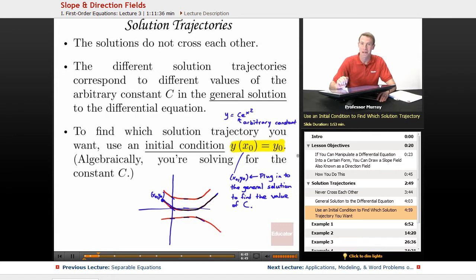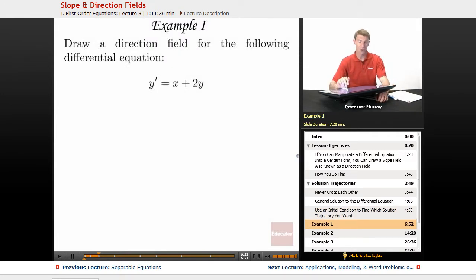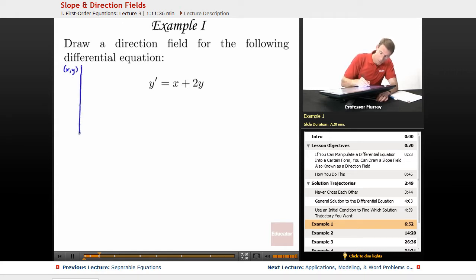I want to jump into some examples, and let's see how we can draw these slope fields or direction fields in actual practice. So in our first example, we have to draw a direction field. Remember, that's the same as a slope field for the following differential equation. y prime is equal to x plus 2y. So what I'm going to do is make a chart of combinations of x's and y's, and for each one of those, I'm going to plug them into the differential equation, and I'm going to figure out a slope corresponding to it, and then I'm going to try to plot all those on a set of axes.